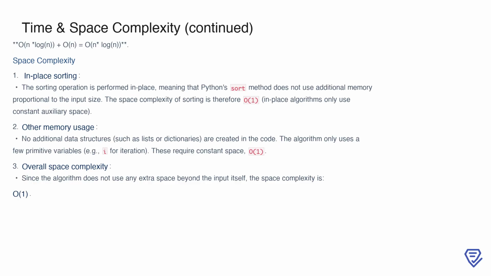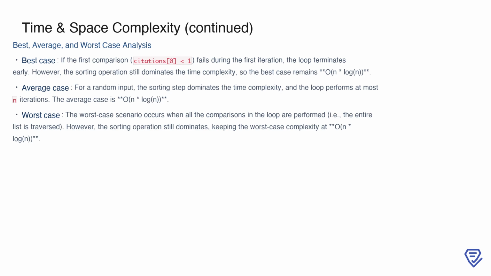Beyond that, the algorithm does not create any additional data structures like lists or dictionaries. It only uses a few primitive variables, such as the loop index i, which also require constant space, O(1). Combining these factors, the overall space complexity of the algorithm is O(1), as it operates directly on the input list without consuming extra memory. Now let's look at the best, average, and worst-case scenarios for this algorithm.